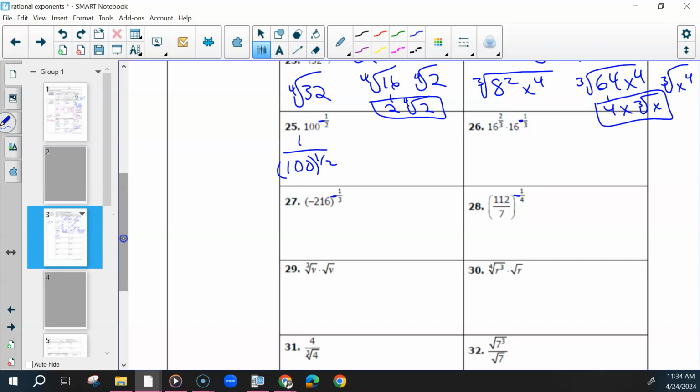What radical would that be? 1 over the root of 100. 1 over the square root of 100, which would be 1 over 10. So it looked more complex because of the negative, and then once we figured out how the negative part works, the radical part works the same, and then just do that.